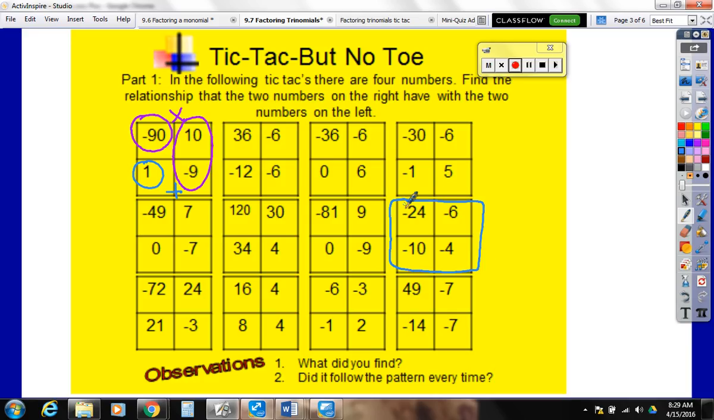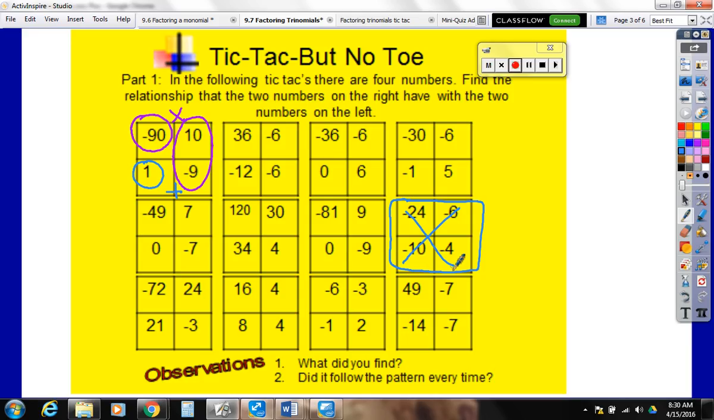-4 times -6 is -24. That one's actually not right, is it? That should be +24. I just picked that one randomly. That one doesn't work. Do you see any others that don't work? What's that? They all work. They all work other than that one. That's kind of funny because I hadn't noticed that one before. I've taught this before, but not gone through and tried to look for mistakes.